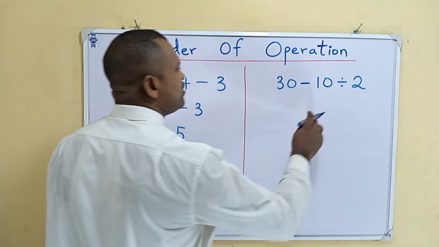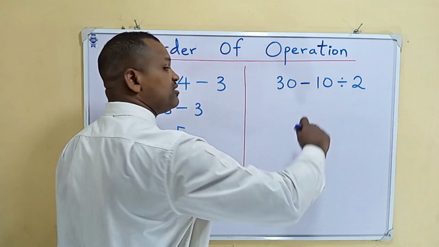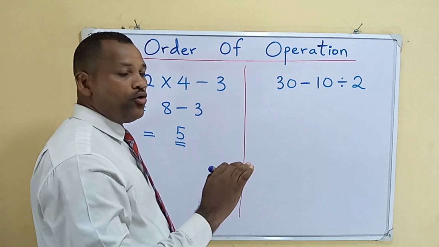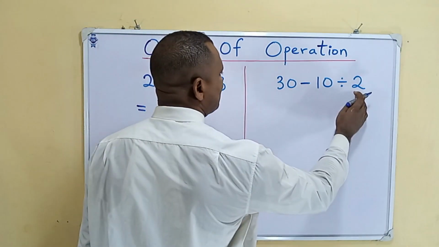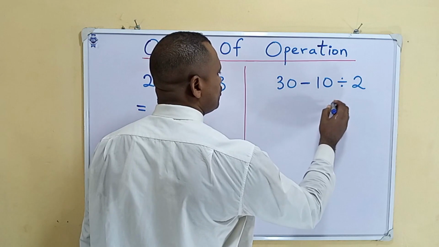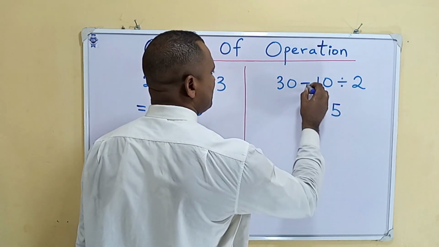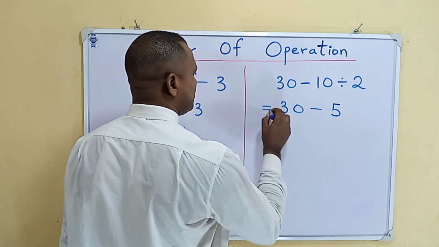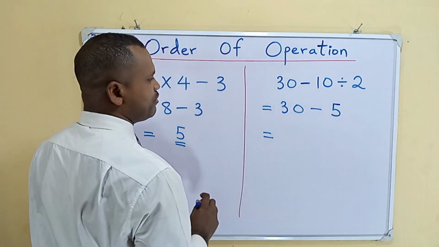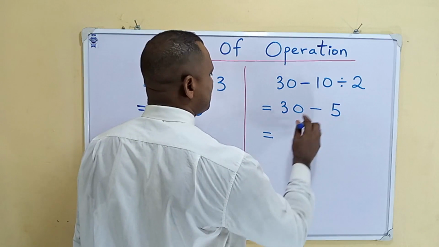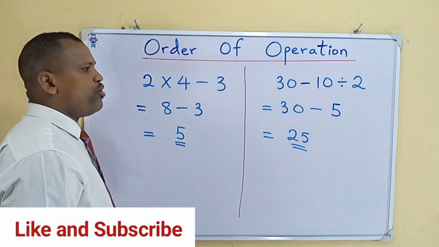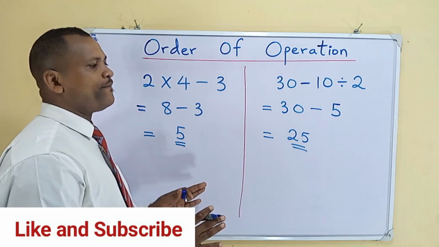For this one, you start with division first, because division is higher than subtraction in the order of operation. So you divide first. 10 divided by 2, that will give us 5. This minus, look at it here. This 30, look at it here. The equality sign, very, very important. 30 minus 5 is 25. So we're going to stop here for now.